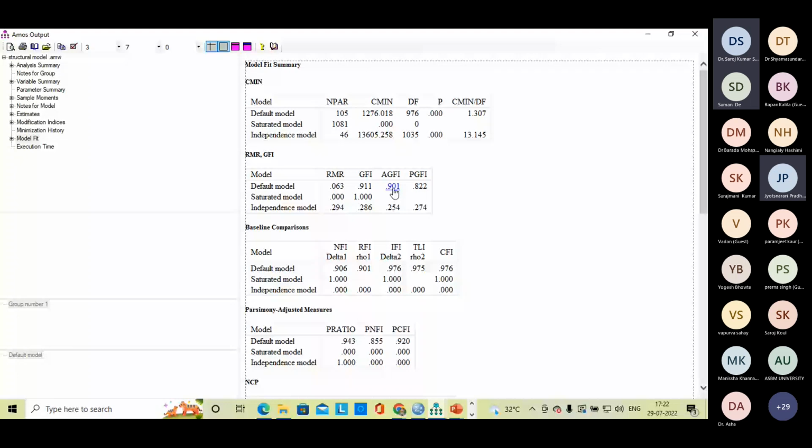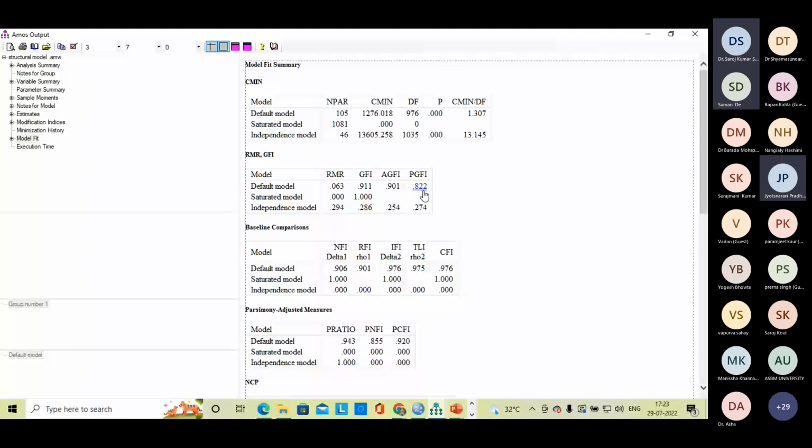Now coming to the PGFI, parsimonious fit. The word parsimonious means that you are adding a penalty, in case some optimistic value might have been taken. Is it more than 0.75? If it is more than 0.75, even after adding the penalty to the model, then the model is a good fit. So the standard value for PGFI is 0.75.